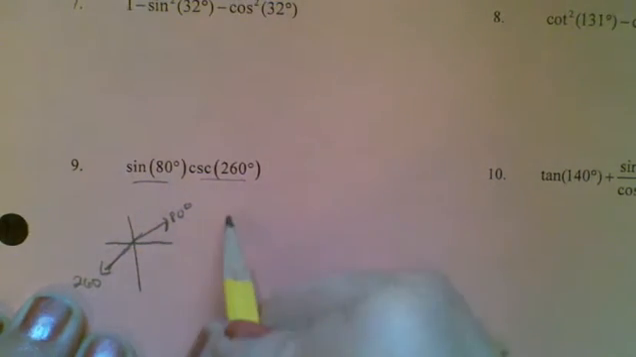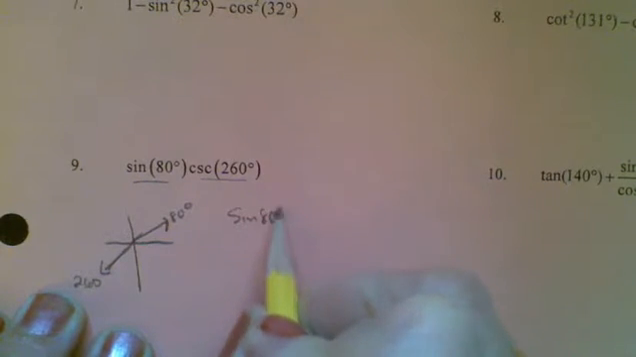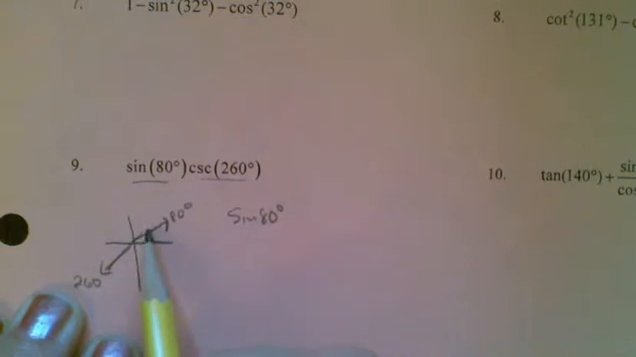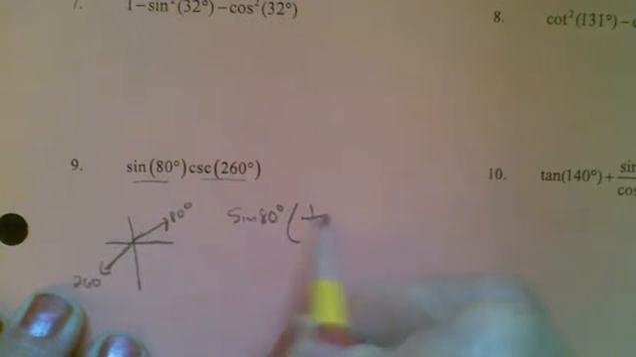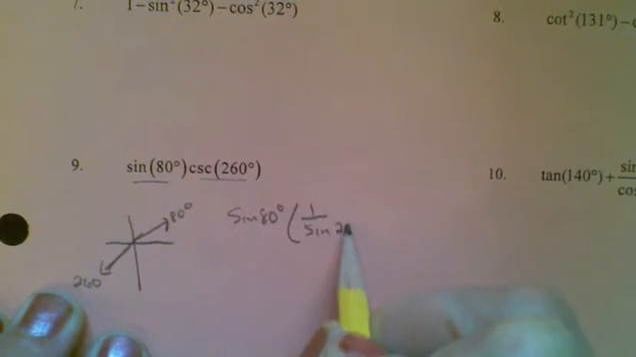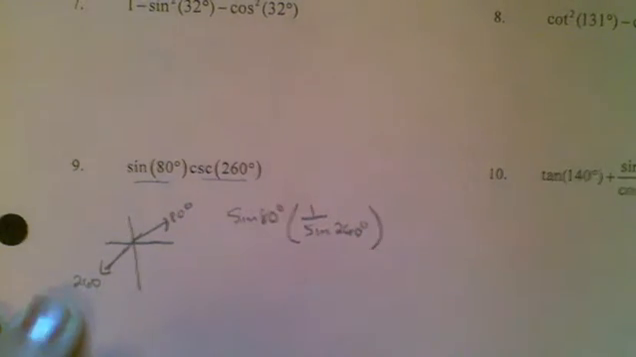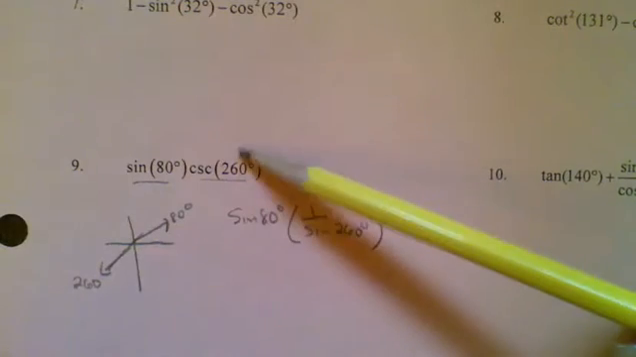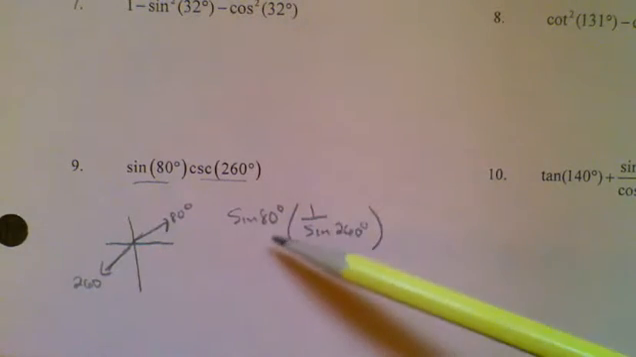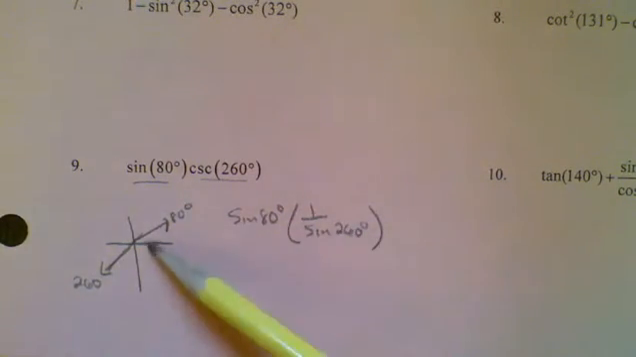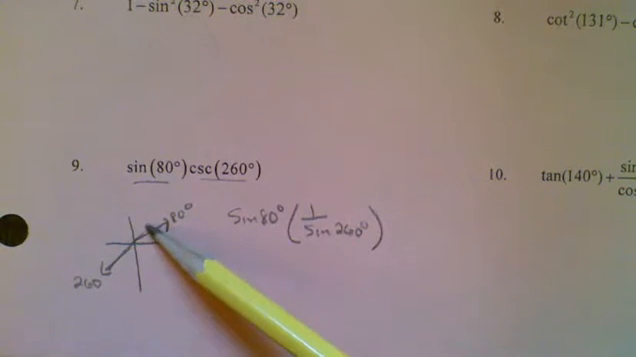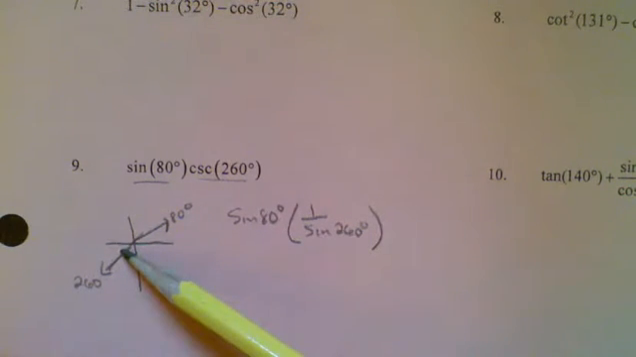So this is the sine of 80. The cosecant is 1 over the sine. So I have 1 over the sine of 260. Now I just have to decide what's the sine of 260. Well, if this is 80, I've pushed over 180 degrees. The sine of that will be negative.